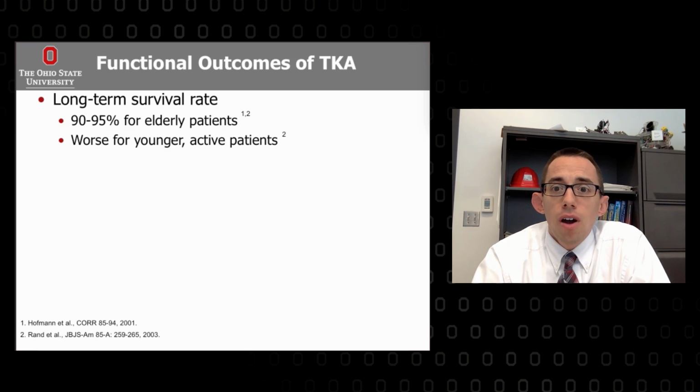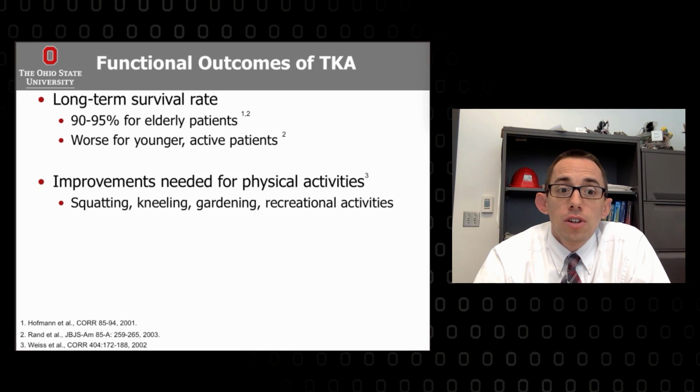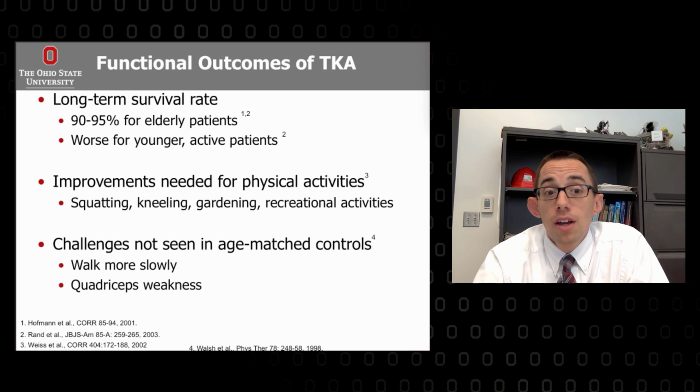Now, the outcomes, in some senses, are pretty good. Long-term survival rates are quite good, between 90 and 95% for elderly patients. These outcomes are worse for younger, more active patients. Particularly, there is need for improvements in physical activities that are important to someone's quality of life, such as squatting, kneeling, gardening, or other recreational activities. Now, patients following a total knee arthroplasty have challenges that are not seen in age-matched controls. They tend to walk more slowly, and their quadriceps tend to be weaker.